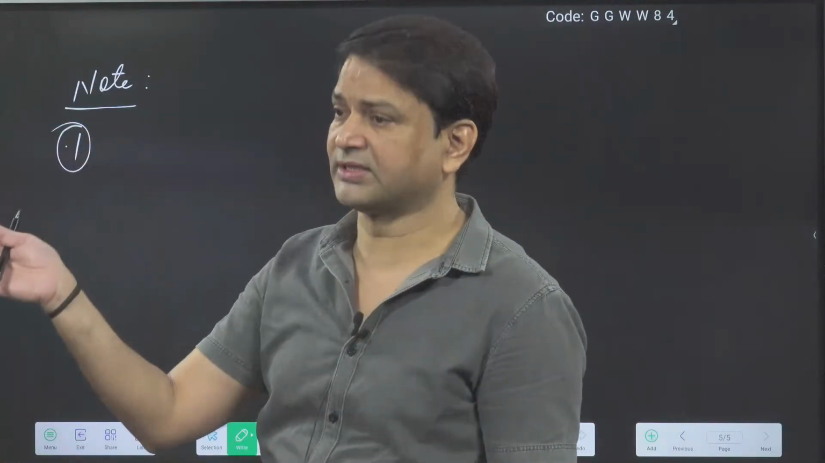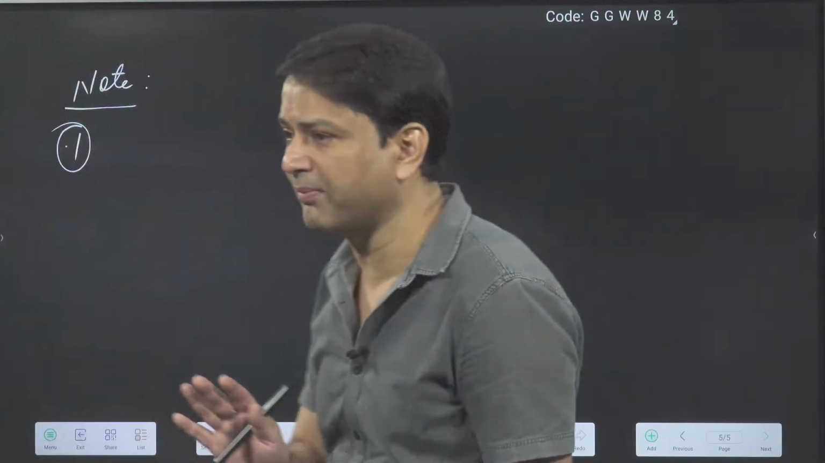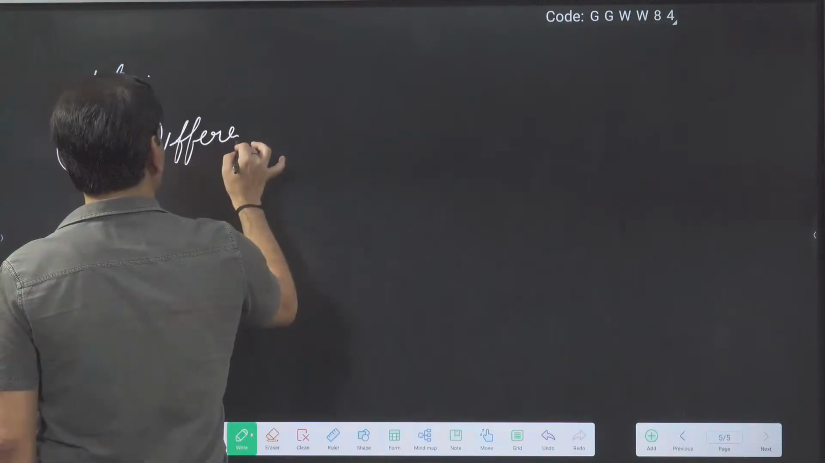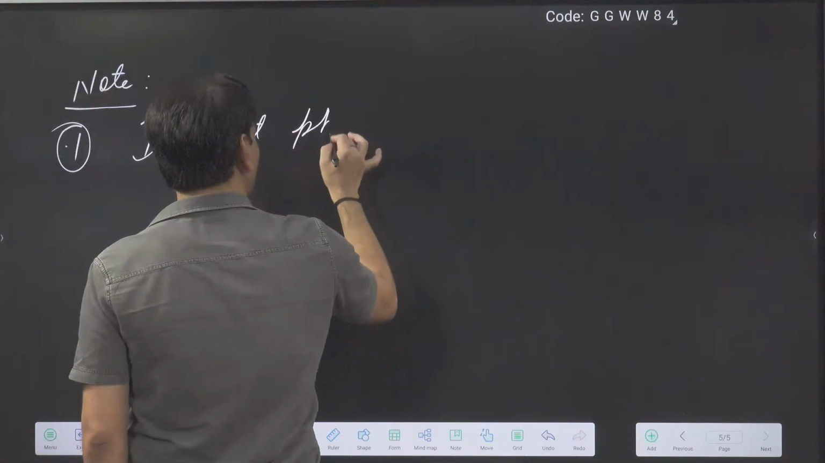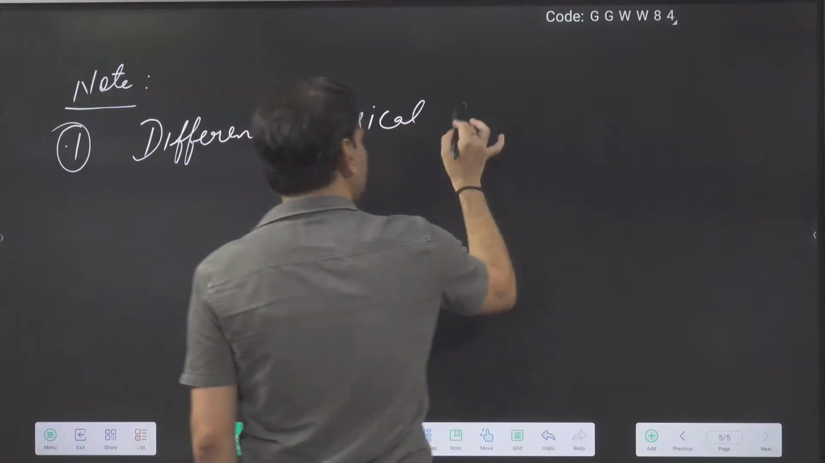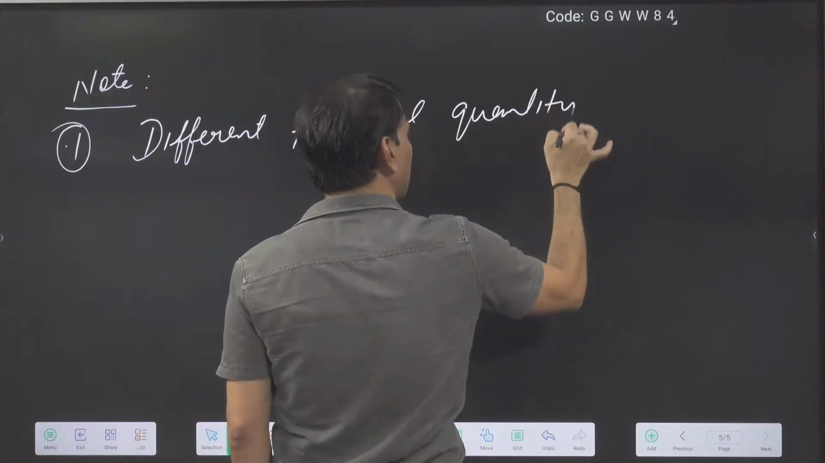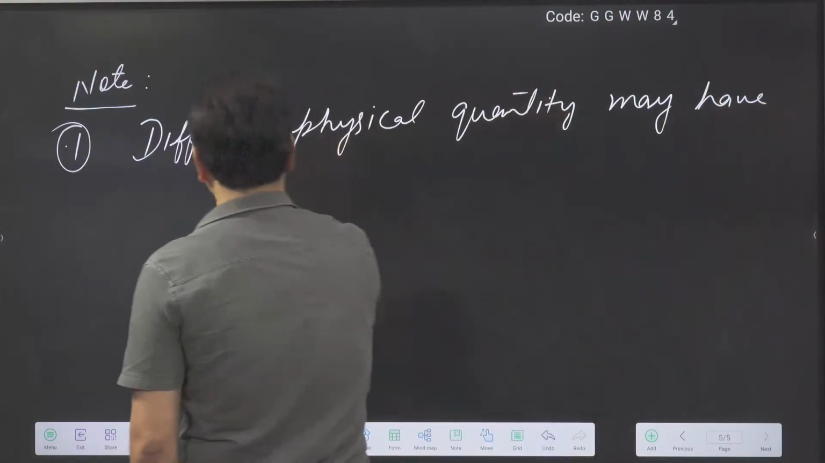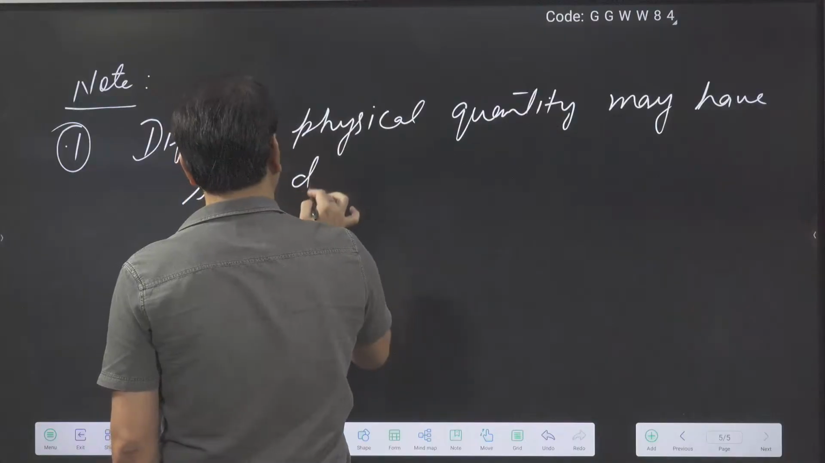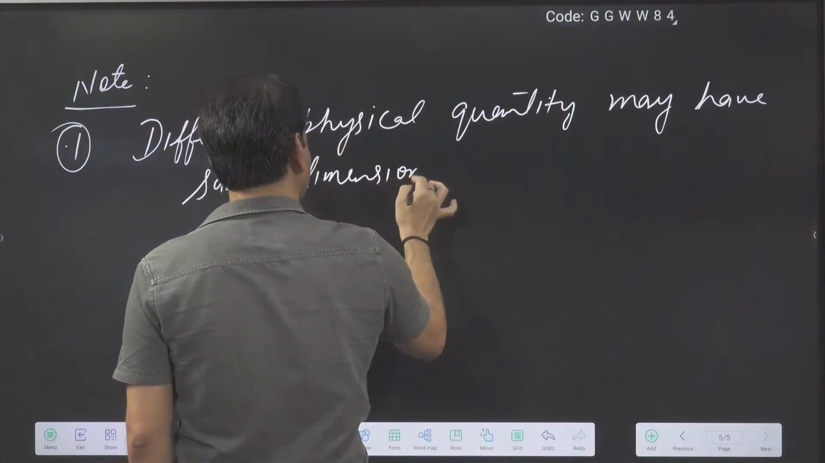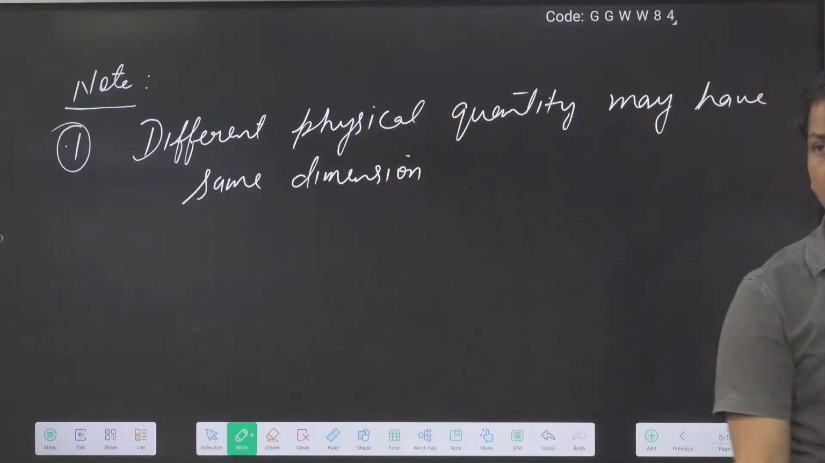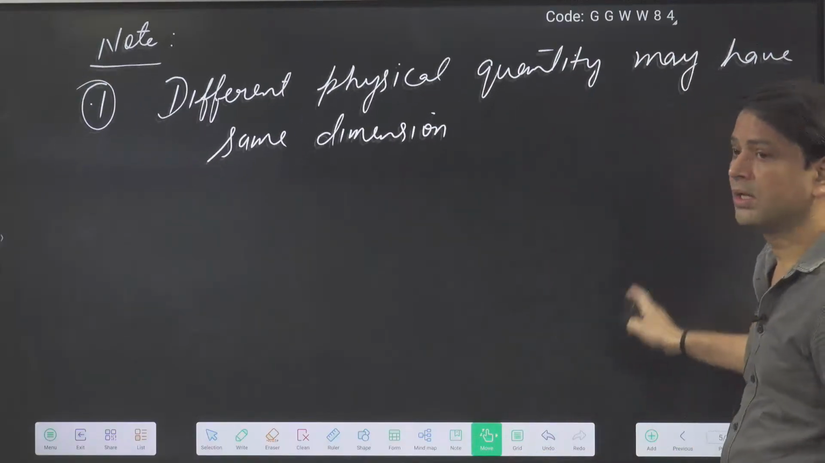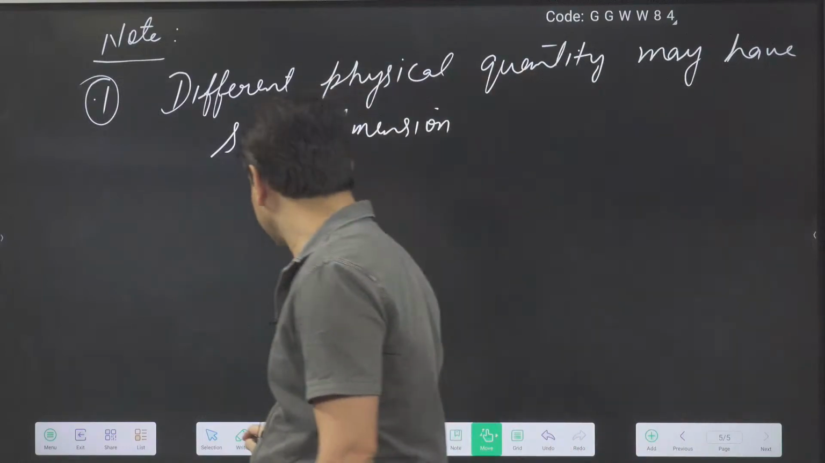So many physical quantities are there. They are different physical quantities but they have the same dimension. So we can say different physical quantities may have the same dimension. Example already I said. Completed.